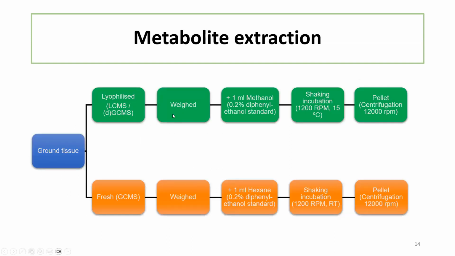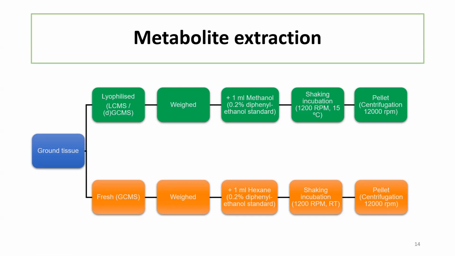This is just the workflow for how I did it. For the methanol extracts, I first lyophilized the tissue. We didn't do that for the GCMS samples because that can get rid of a lot of the volatile compounds, which is what we wanted to measure. So that we had to do fresh. We'd weigh it, do our extraction, and then pellet out the insoluble material.